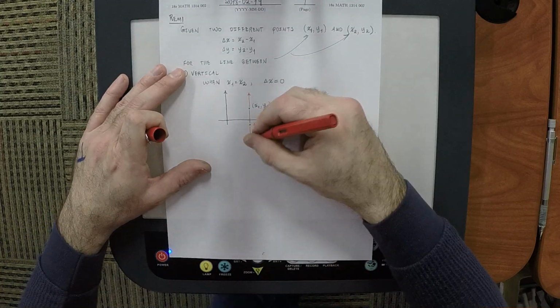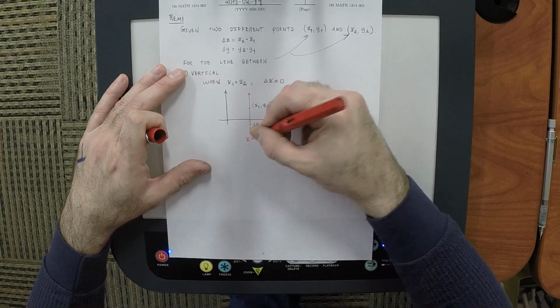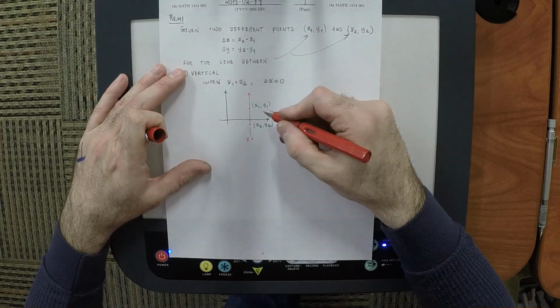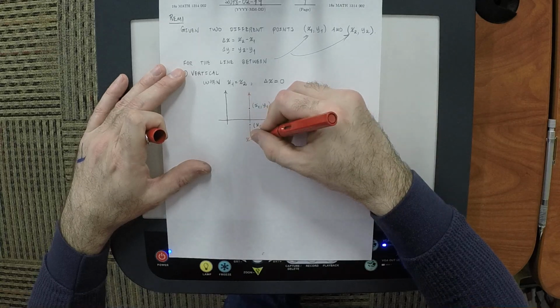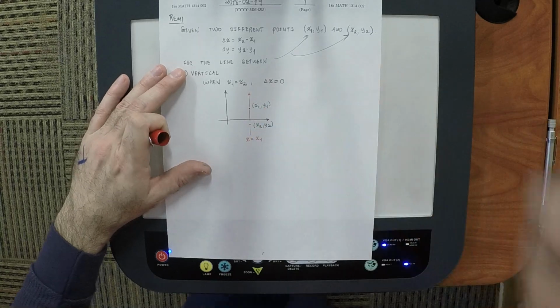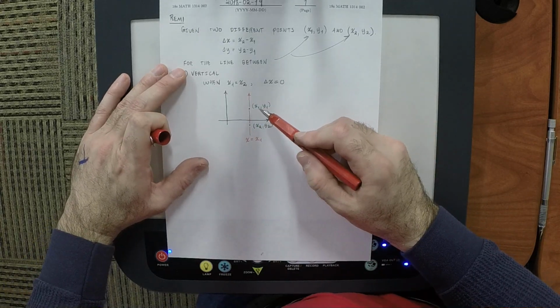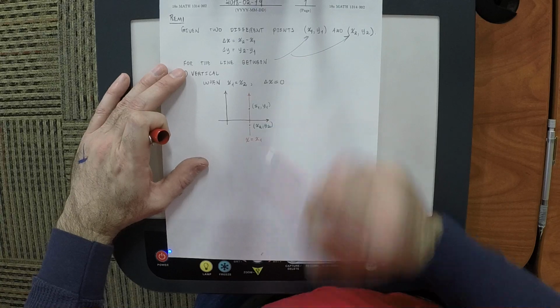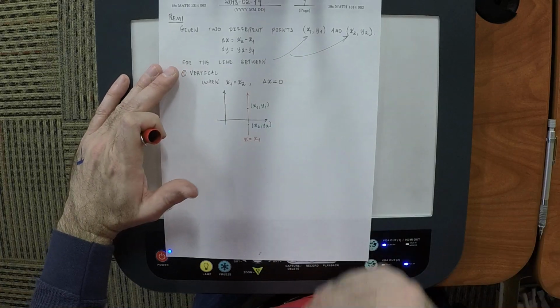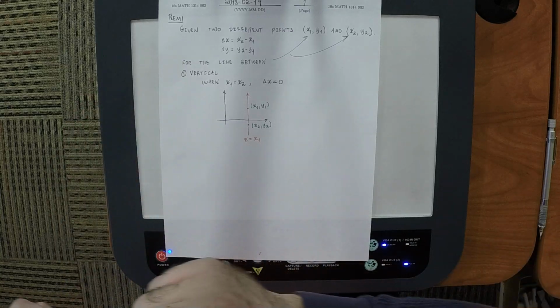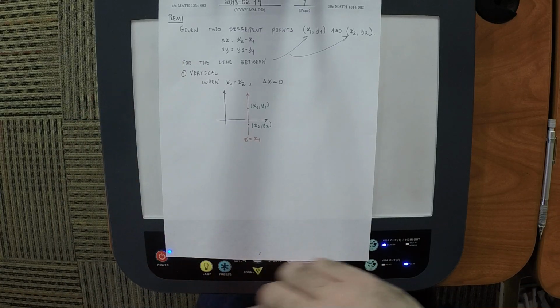What's its equation? Either one, right? Because they're both the same thing. So that could be like 3, 2 and 3, negative 1. Then the equation of the line would be x equals 3. Okay, so that's the vertical case.